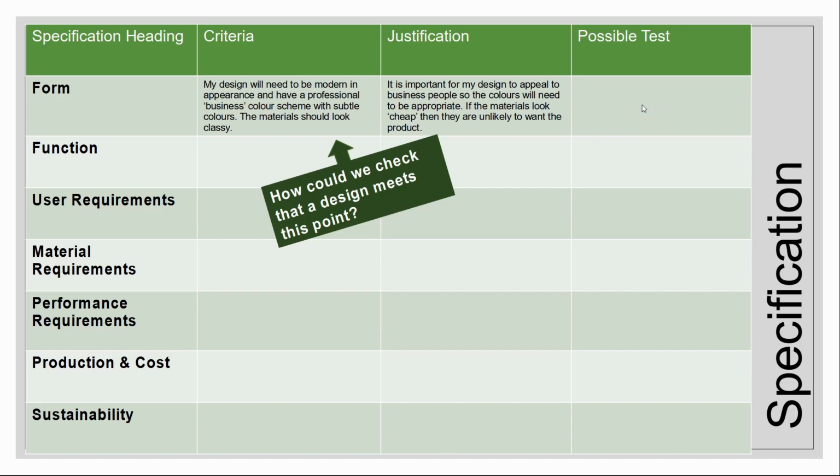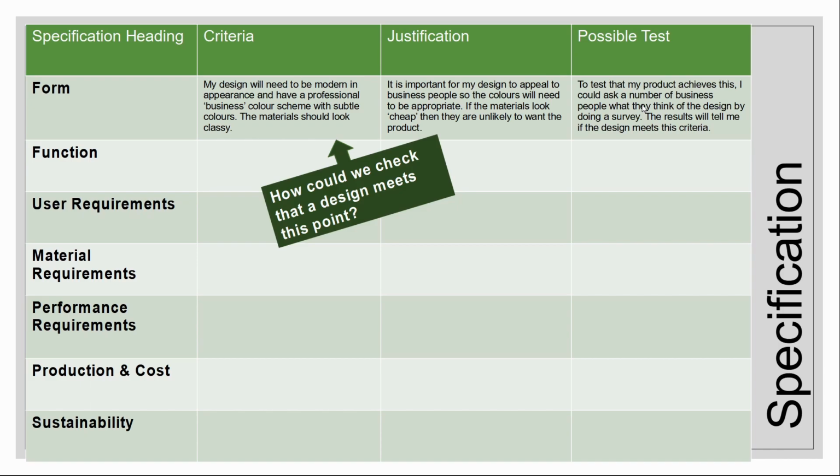All right, so let's have a look. I'm going to show you what I've written for my one. I'm just sticking with form as the example again. So I've said here, to test that my product achieves this, I could ask a number of business people what they think of the design by doing a survey. The results will tell me if the design meets this criteria. So I've said what I could do in order to find out if my design is suitable for business people in terms of its appearance.